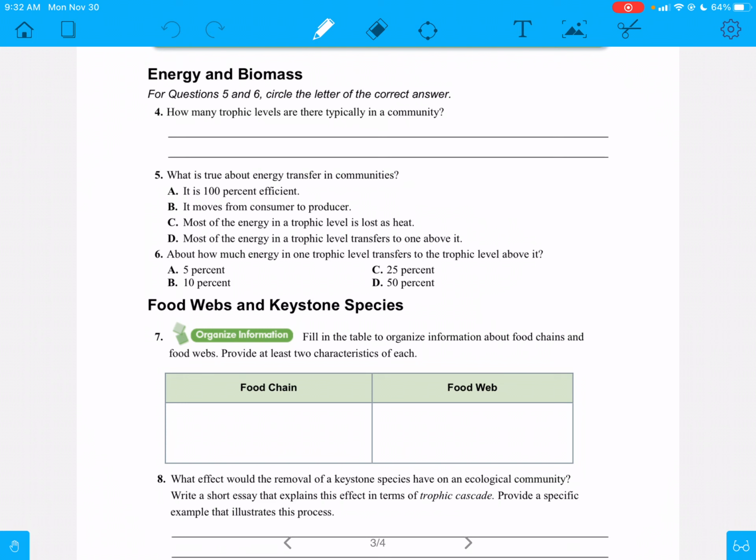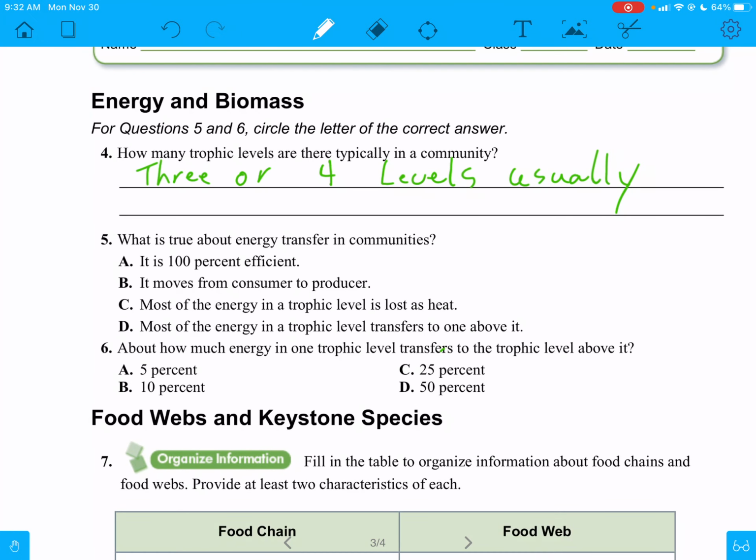So basically there are usually 3, I'll say 3 or 4, usually. Okay, so usually in a particular community there's going to be 3 or 4 trophic levels, and those trophic levels are basically going to be steps or rings or rungs on a ladder. They're chains in a food chain, or chain links in a food chain, that sort of thing. So that would be the different trophic levels.